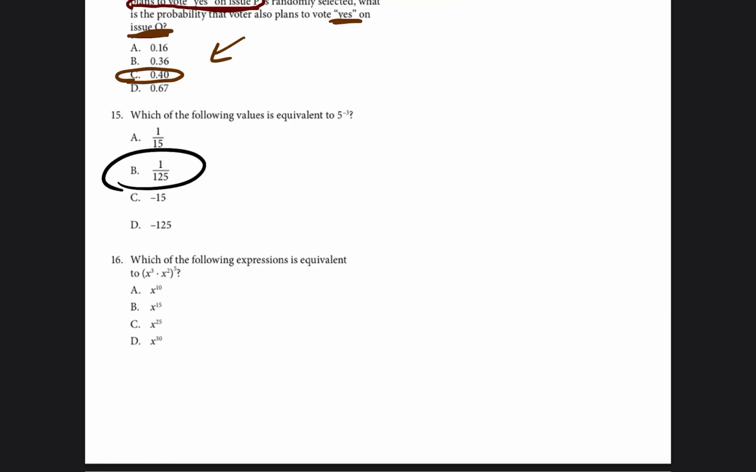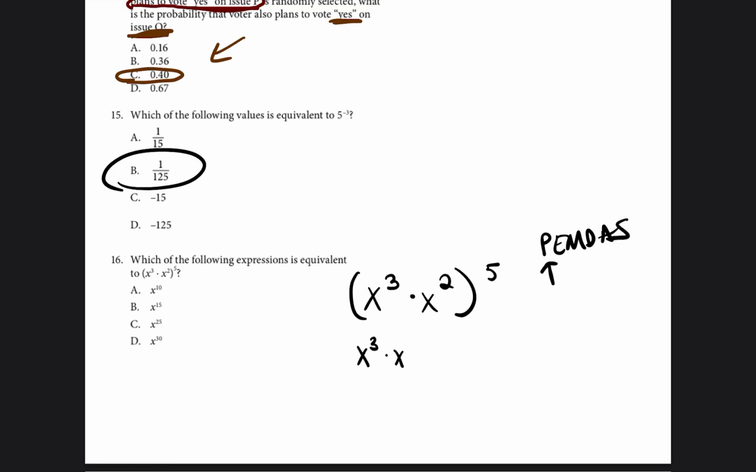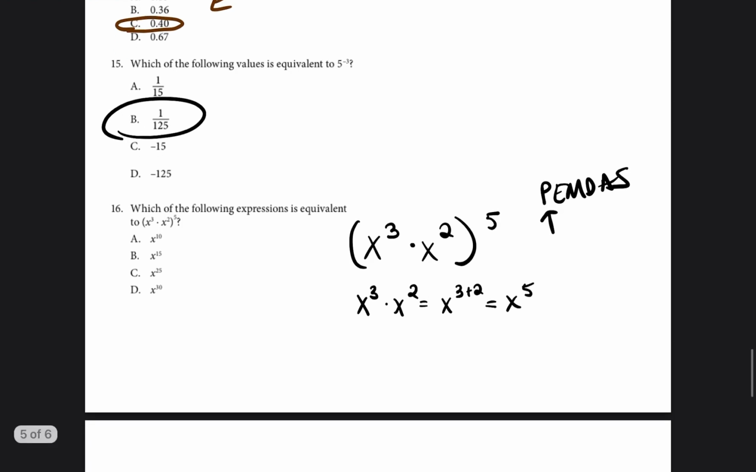So again, this is another exponents question, but we're good at exponents. Which of the following expressions is equivalent? We just have to figure out what this is equal to. When we're working with PEMDAS, we still do whatever is inside the parentheses first. Whenever we're multiplying exponents with the same base, we just add them. So it would be x to the 5th on the inside of the parentheses. We're going to bring that down, x to the 5th, and now we have the 5 on the outside.